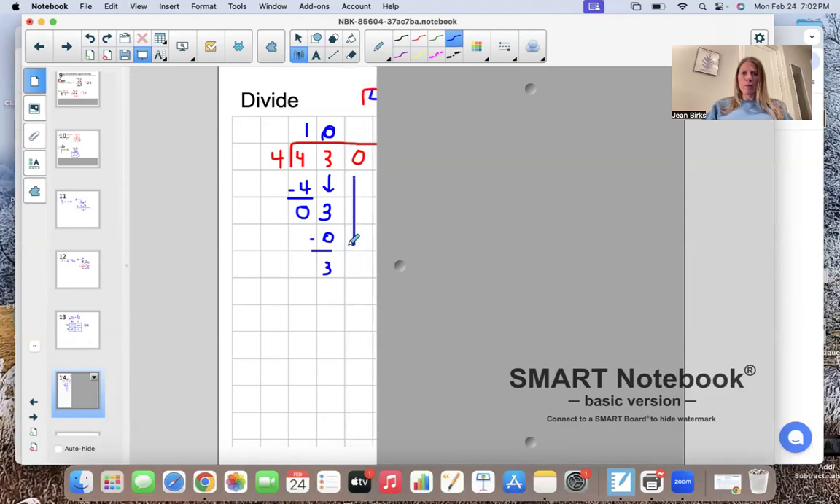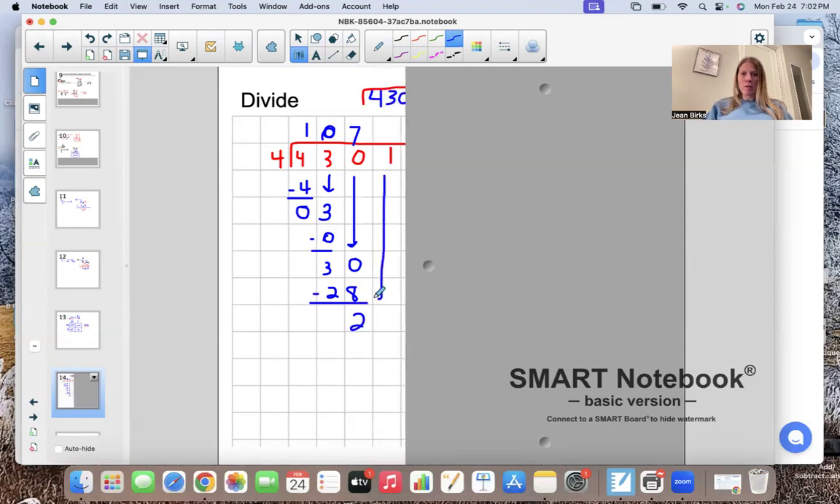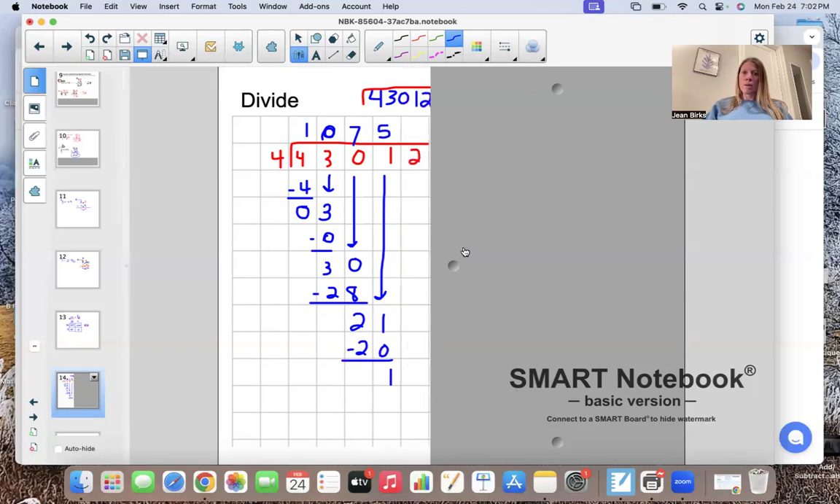Bring down the 0. As soon as you bring a number down, you have to put something up above it. So 4 goes into 37 times. 7 times 4 is 28. And my leftovers would be 2. I'm going to get more. Bring down the 1. 4 goes into 21 5 times. 5 times 4 is 20. When I subtract, my leftovers are 1. I'm going to get more. Bring down the 2. 4 goes into 12 3 times. 3 times 4 is 12. When I subtract, I have no leftovers.